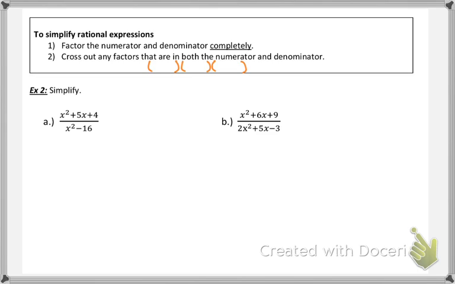Alright, so let's try another example. We have x squared plus 5x plus 4 in the numerator, and x squared minus 16 in the denominator, and the first step is we're going to try to factor the numerator first. Okay, so let's go ahead and do that. I have a quadratic, so you could use the X factor method, or you could use guess and check if you want. You want factors that multiply to give you a times c, so that's 4, and add to give you 5, right? So that would be 4 and 1.